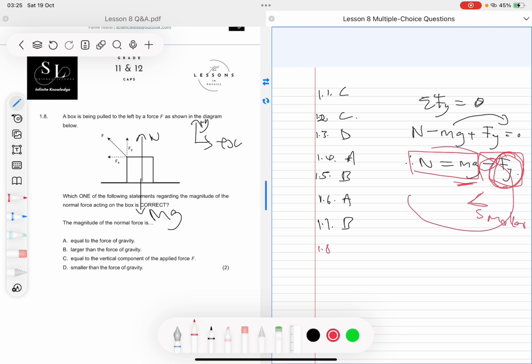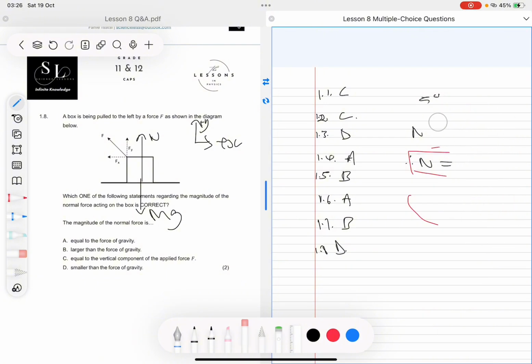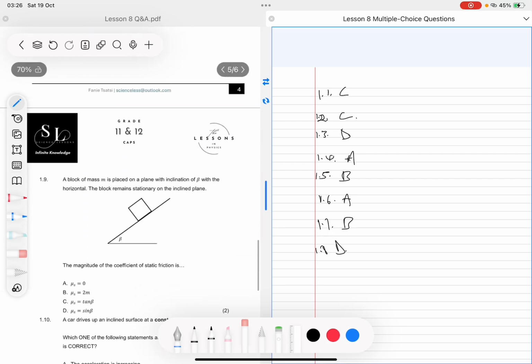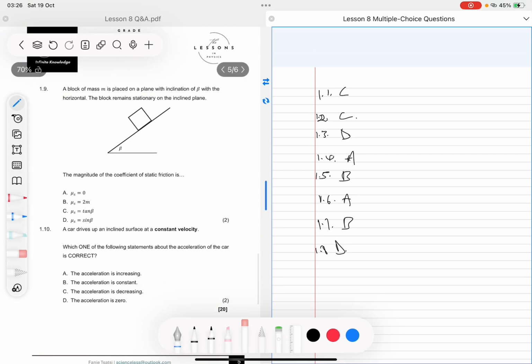So 1.8, let me go back to my black pen, 1.8 should definitely be D. Now I'm going to erase here so that we can use this space to do further calculations. Now we're going to 1.9.